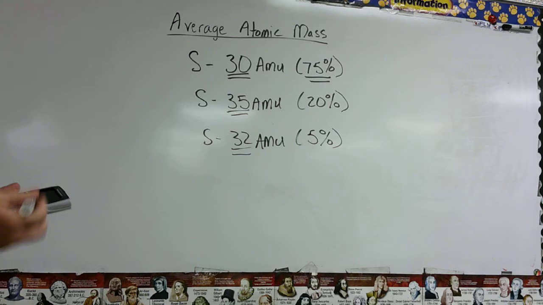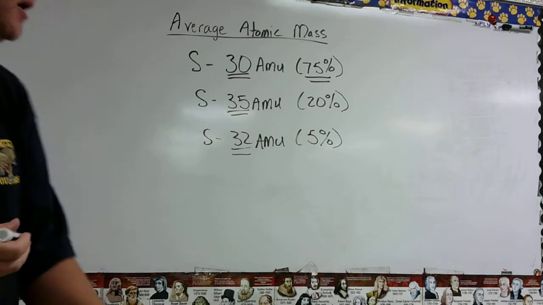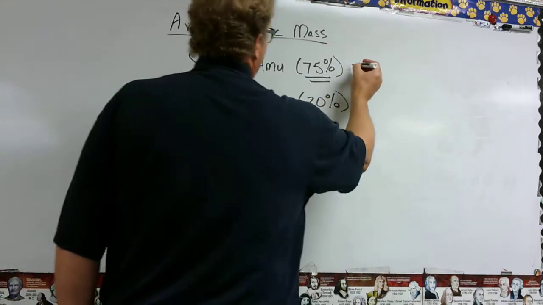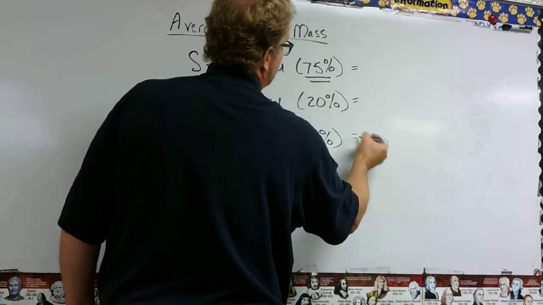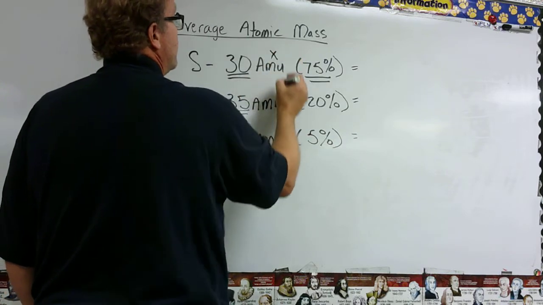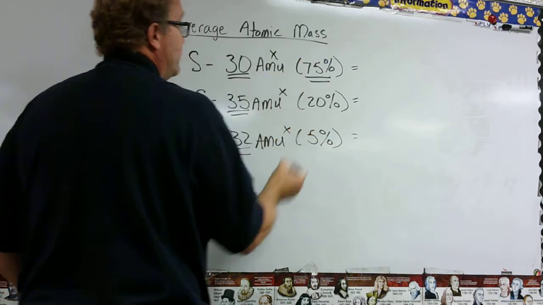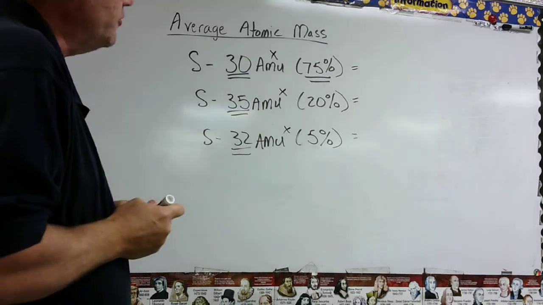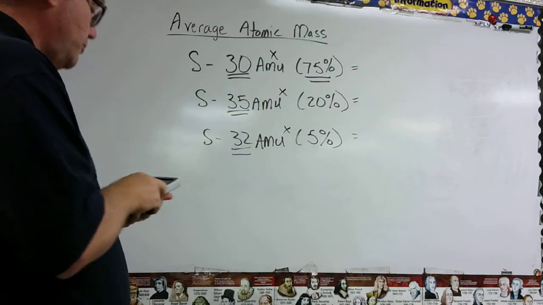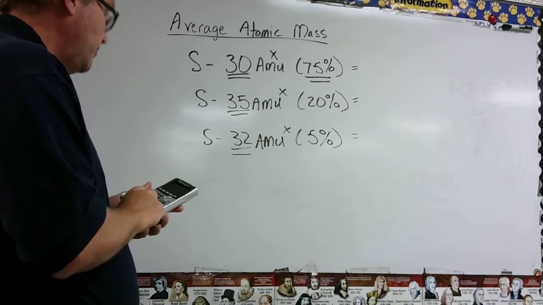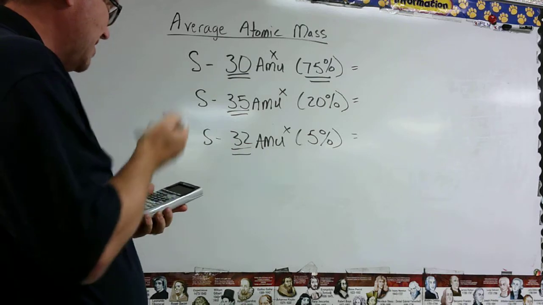Now, very simple, easy thing to do. Don't worry about getting these in decimal form. You really don't have to right now. But what you need to do with these is, this is a process. Every time you see an AMU and a percent, you just multiply the two numbers together. So we're going to go 30 times 75.